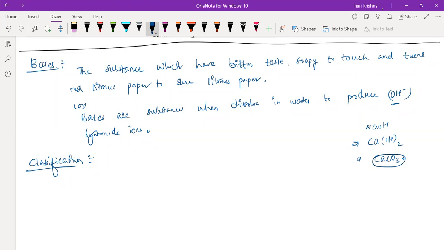Okay. So like in school, what about this thing? Quicklime? Quicklime is a base because it is a metallic oxide, right? Metal oxides are basic in nature. Yes, sir.